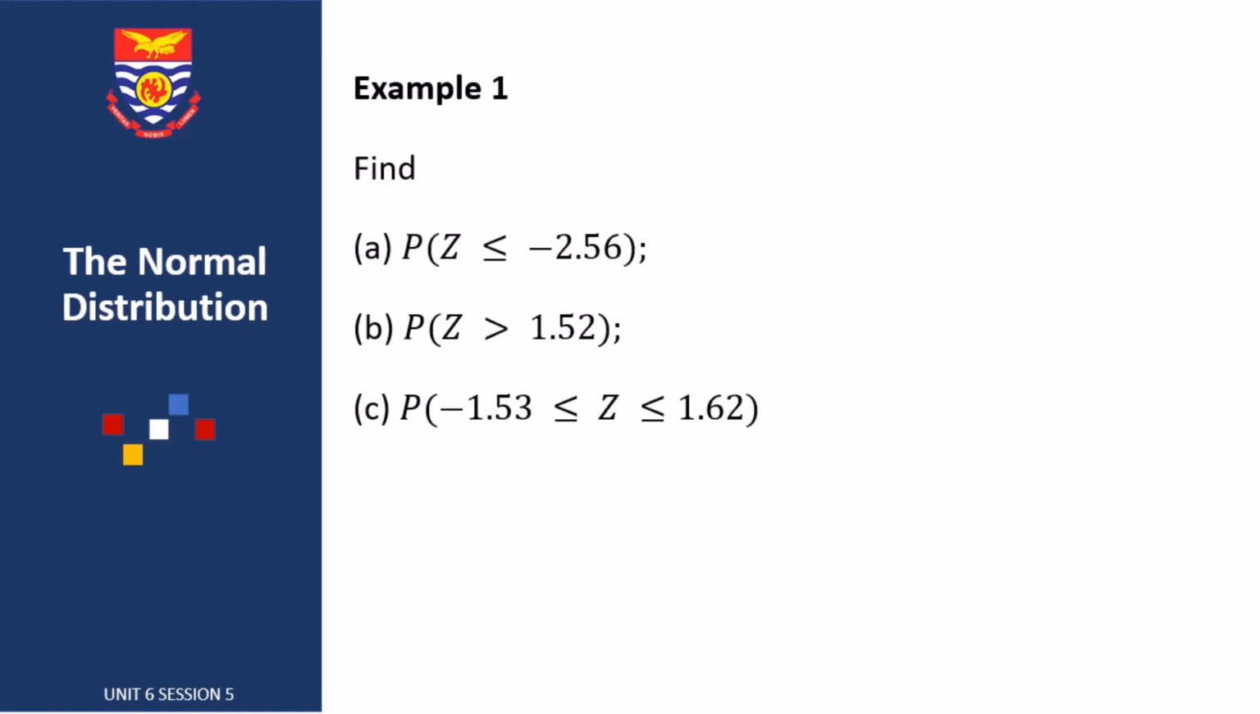in the lab. Maybe let's get straight to an example to help us understand the topic more clearly. Example 1. We have to find the probability of z less than minus 2.56, z greater than 1.52, and z between minus 1.53 and 1.62. That is the problem. You go about it. Let's take the first part.